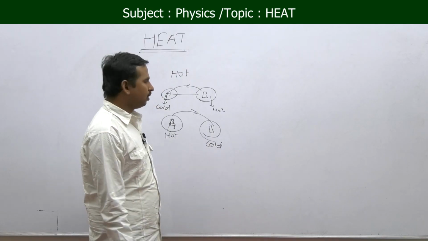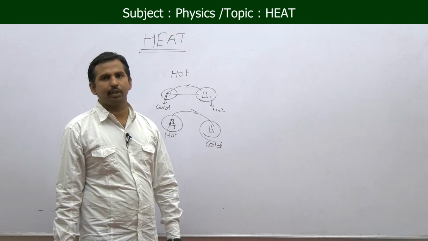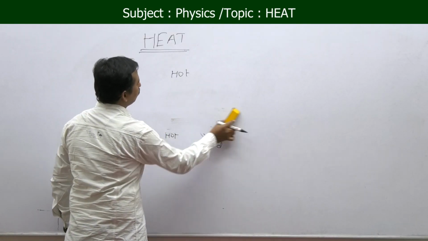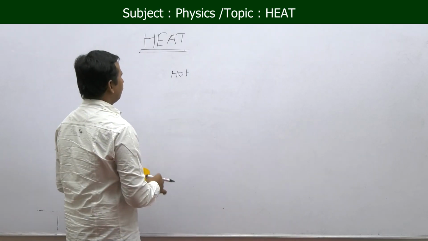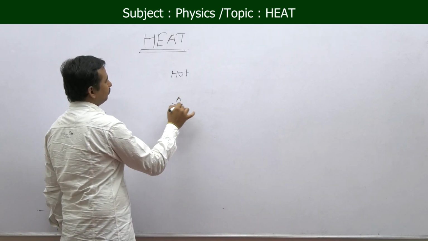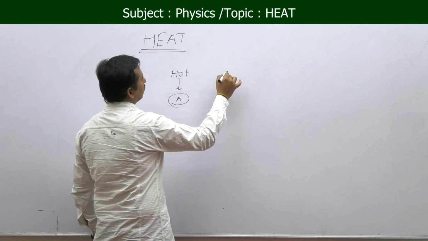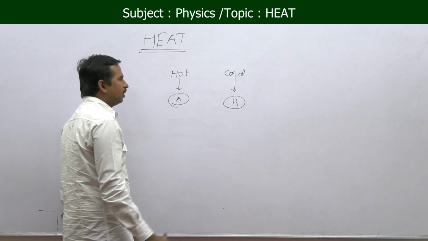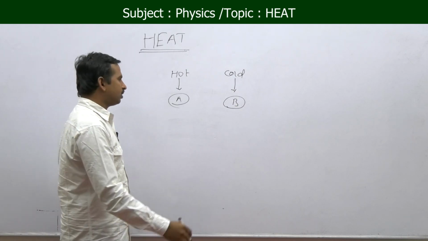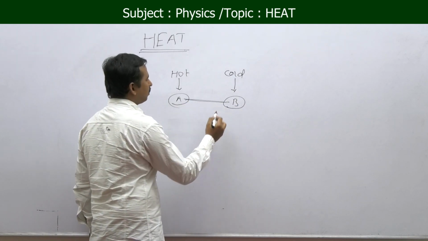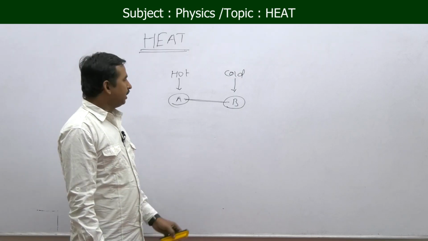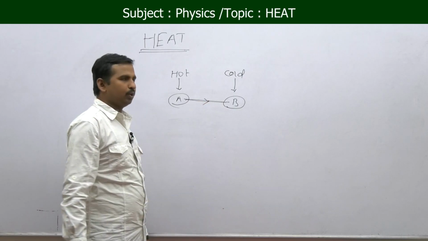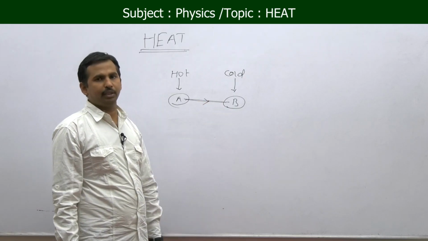So, heat always transfers from a hot body to a cold body. For example, let us suppose body A is a hot body and body B is a cold body. Whenever both bodies are in contact, heat flows from body A to body B.